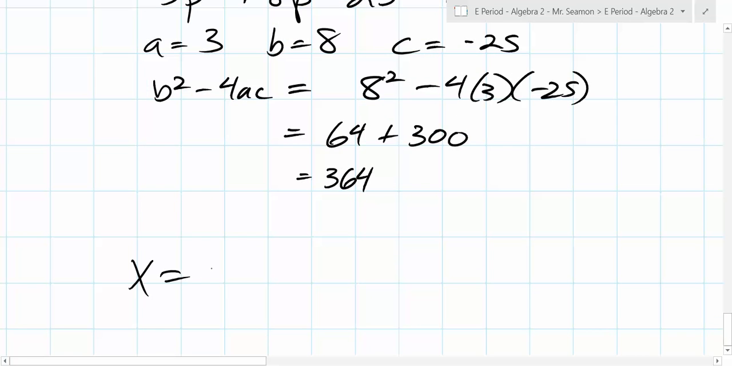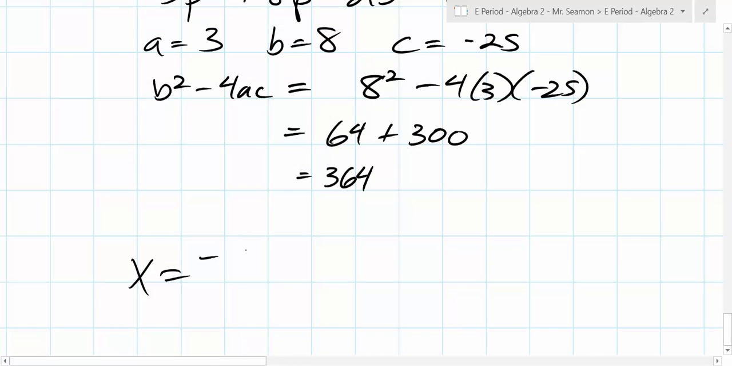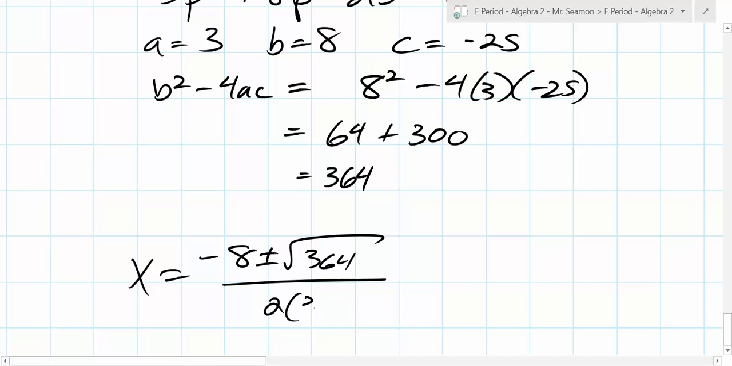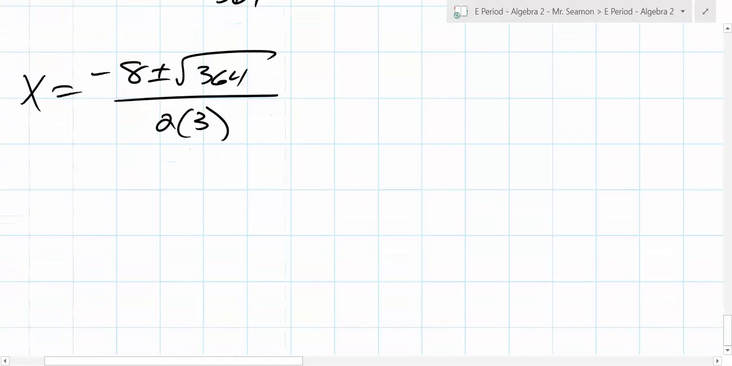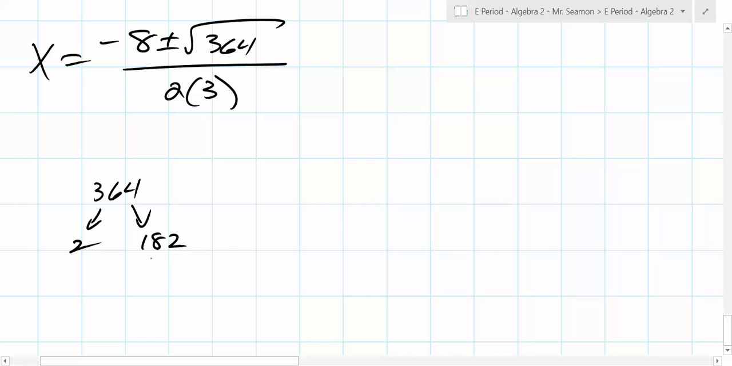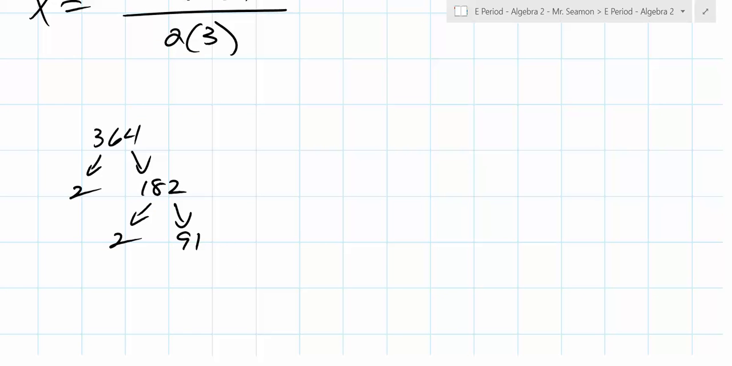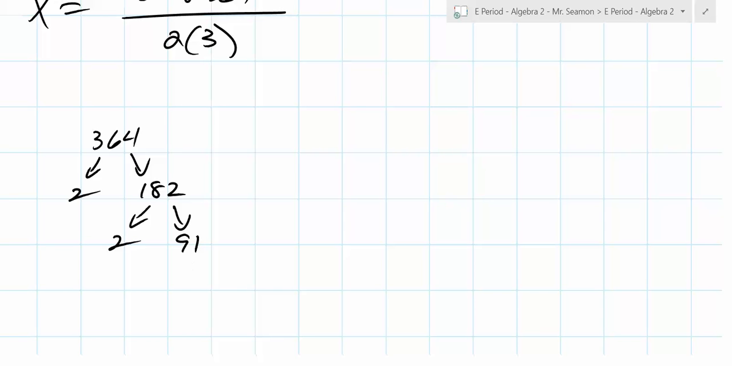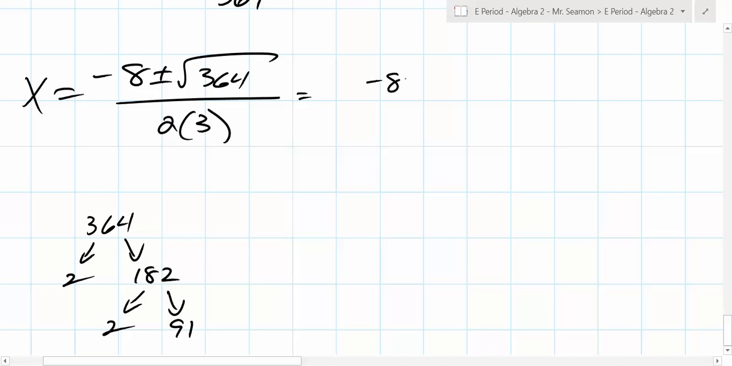So what do we have here? x is equal to negative b. What's b? 8. So negative 8 plus or minus root 364 all over what? At this point, we've done most of the work, but are we done? What number are we most concerned about? Yeah, so what do we need to do with 364? Factor tree. 182, right? 2 times what? 91? Is 91 prime, I think? Yeah. It is prime. So what does this mean? It's negative 8 plus or minus 2 root 91 all over 6.